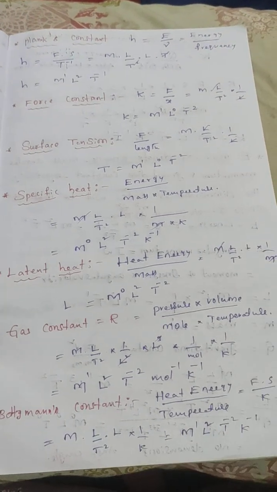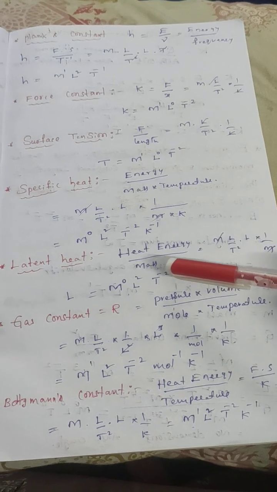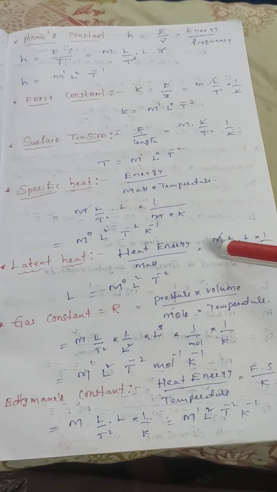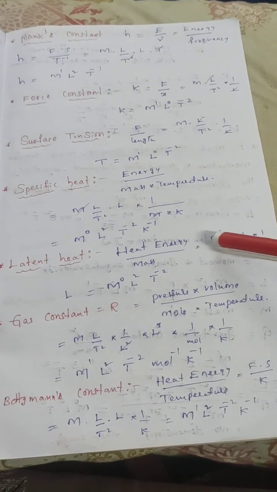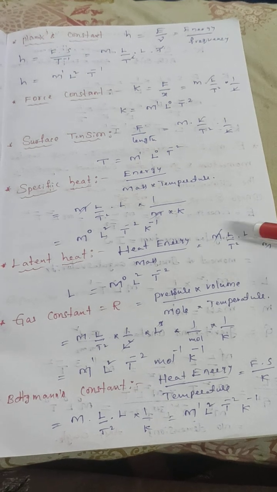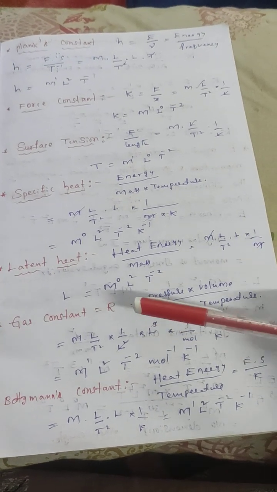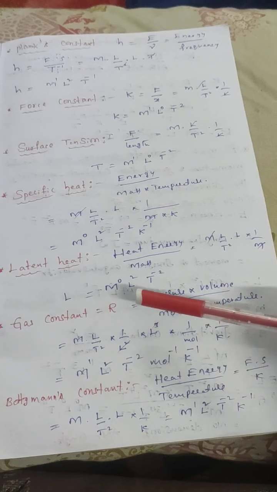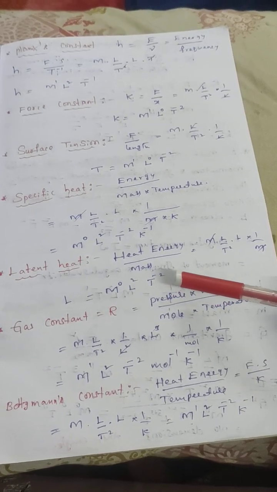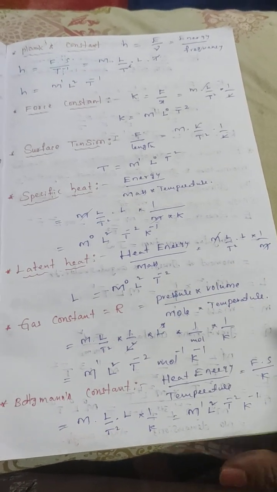Next, latent heat. Heat energy by mass. Energy same, force into displacement. Force is m into acceleration L by t square into L. 1 by m. M gets cancelled. Here m power 0 L square t power minus 2. This is the latent heat.